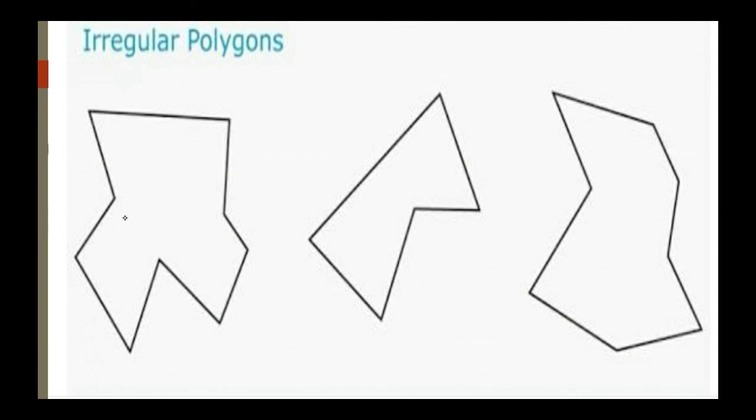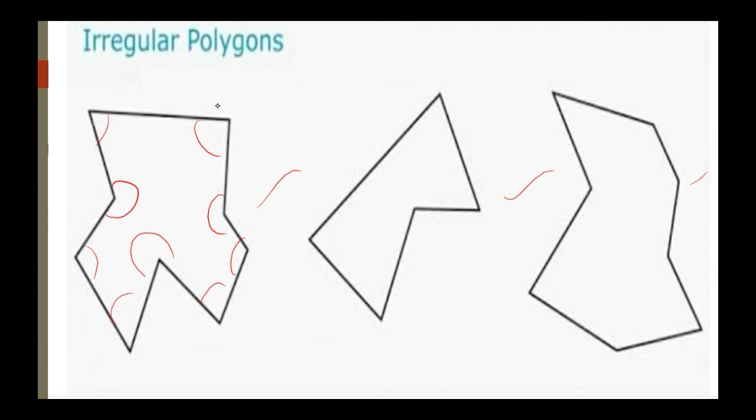So let us see an example of an irregular polygon. See, it can be concave or convex, whatever it can be. So these are all called irregular polygons. See, this is a concave polygon. We can see here itself a reflex angle is coming. These are all concave polygons, and the measure of each side is not equal.